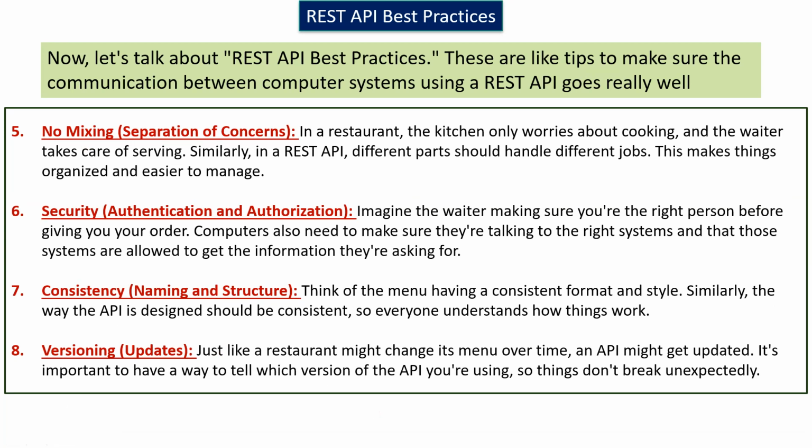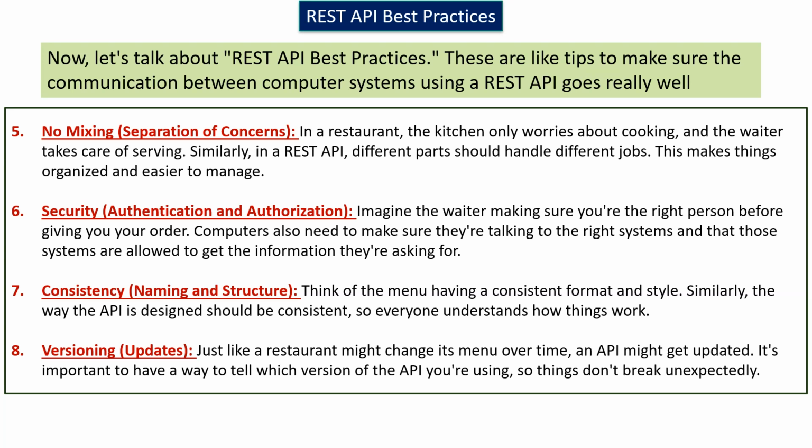The fifth point is no mixing, which is equivalent to separation of concerns in the computer world. In a restaurant, the kitchen only worries about cooking and the waiter takes care of serving the food. Similarly, in a REST API, different parts should handle different jobs. This makes things organized and very easy to manage.